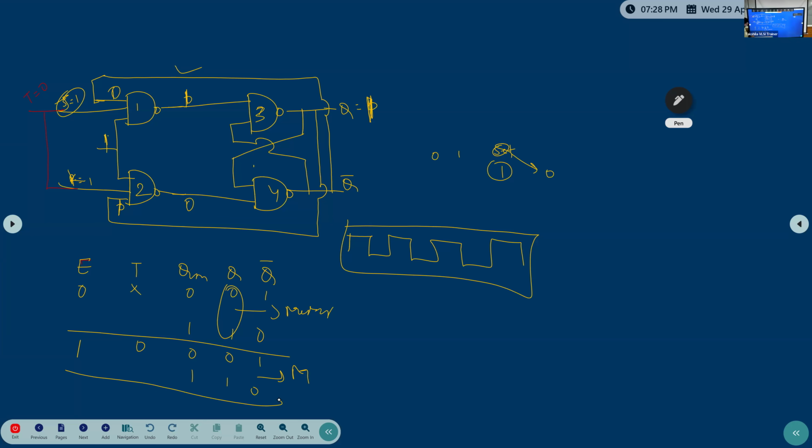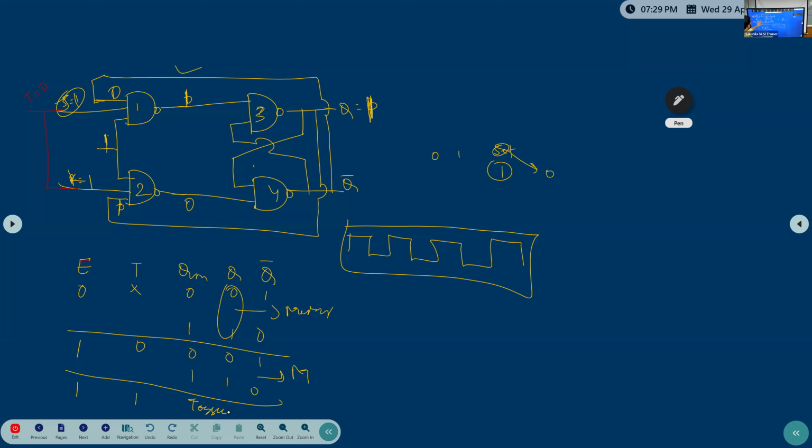Next, E is 1, T is 1. T is 1 means J is 1, K is 1, toggle state. Toggle means one time the output will generate 1, next time it will be 0, next time it will be 1, like that it will change. That is the toggle mode.